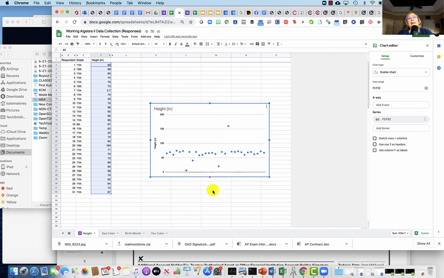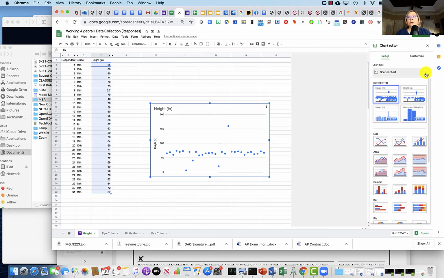Since we're collecting height, we can reasonably say the height outside of two bounds is not good data. There's really no way that anybody at Mill Springs is 20 inches tall. I think we would notice that. And likewise, there's really no way anybody's 160 inches tall. But I don't actually like the scatter chart that much, even though it told us a lot.